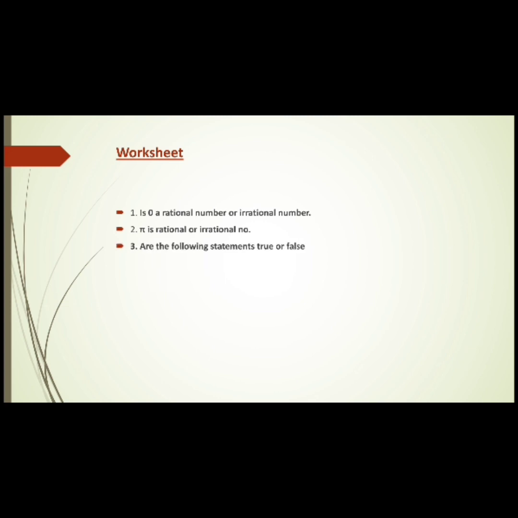Question number 3, you have to state whether the statements are true or false. First, every whole number is a natural number. You have to state true or false with a perfect reason. Second part, every integer is a rational number, and third part, every rational number is an integer. Based on today's session, you have to solve exercise 1.1 and 1.2 in your notebook, and go through the video, and if any doubt, kindly contact me.